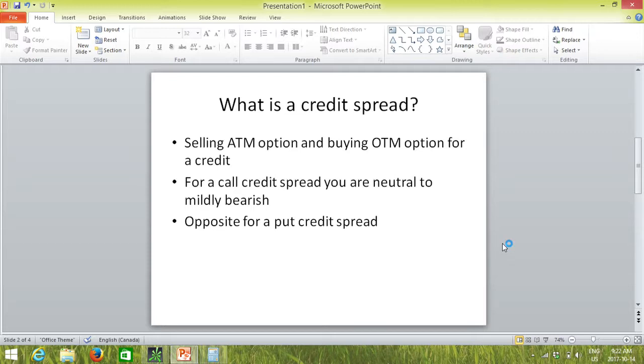Inversely, for a put credit spread, it's the opposite, right? So you're neutral to mildly bullish. Now, I say mildly bullish or mildly bearish. What I'm trying to say is, if you're really bearish on a stock, just buy a put. If you're really bullish on a stock, just buy a call. With a credit spread, like I say, you just have to be neutral to mildly bearish in order to profit on these.